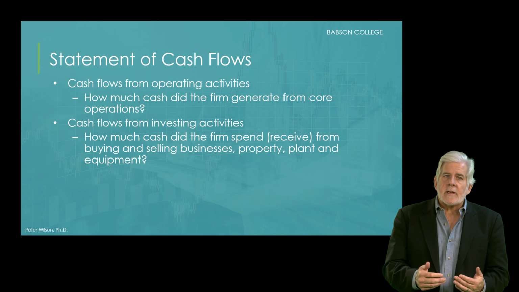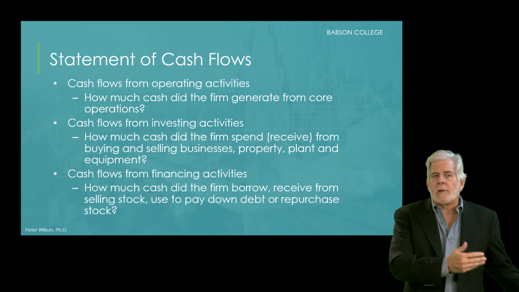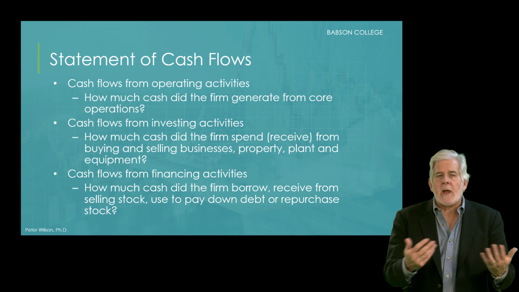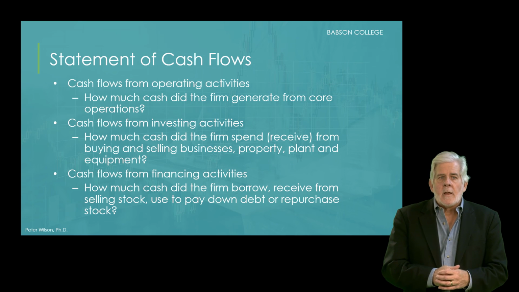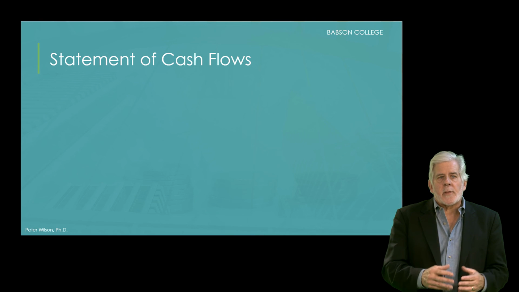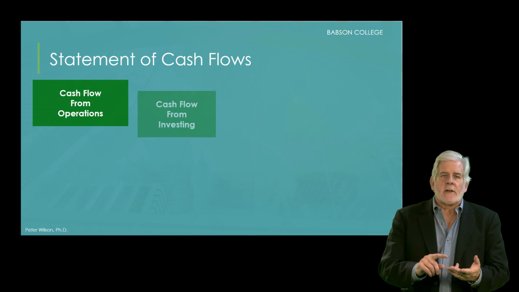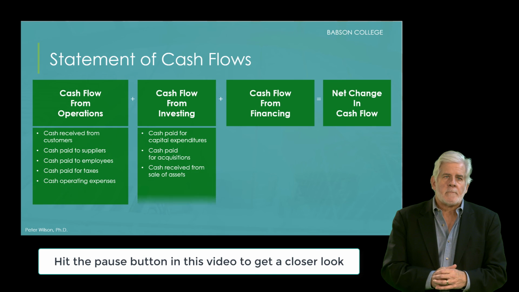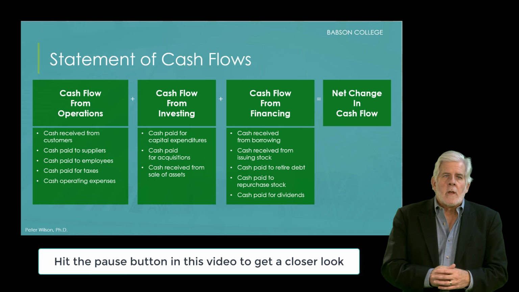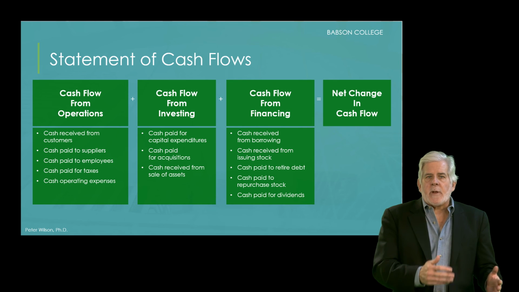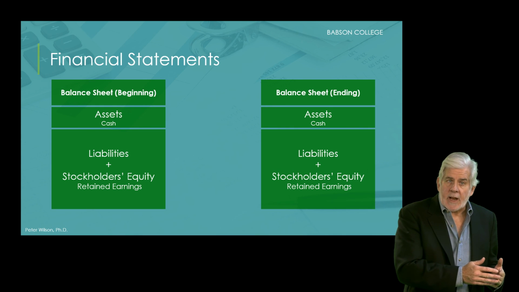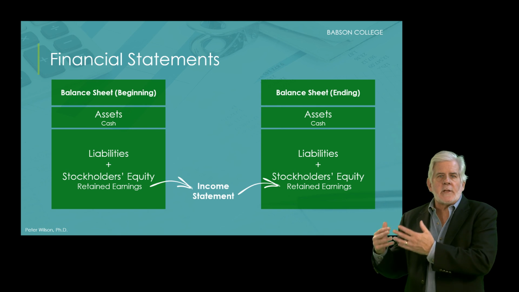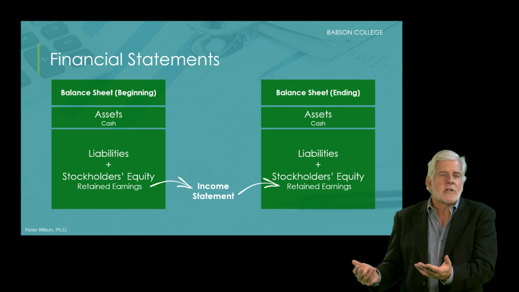And financing activities include any cash spent or received related to financing your business, such as selling stock or borrowing and repaying loans. Examples of cash flows for each of the three categories, operations, investing, and financing, are shown here. Just as the income statement helps explain the change in a particular balance sheet account, retained earnings, the statement of cash flows is designed to explain the changes in another important account, cash.